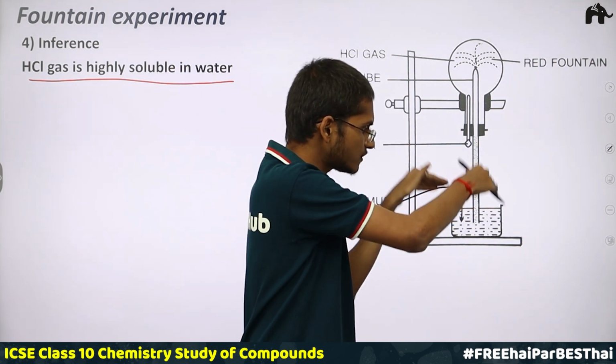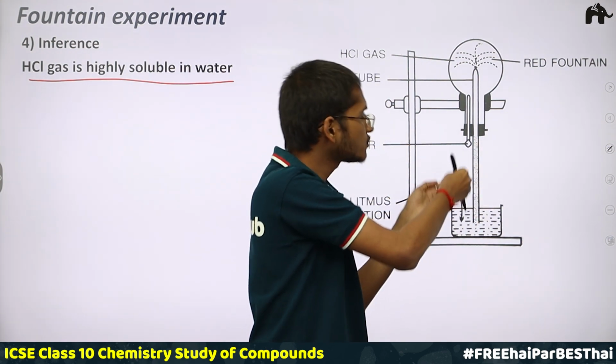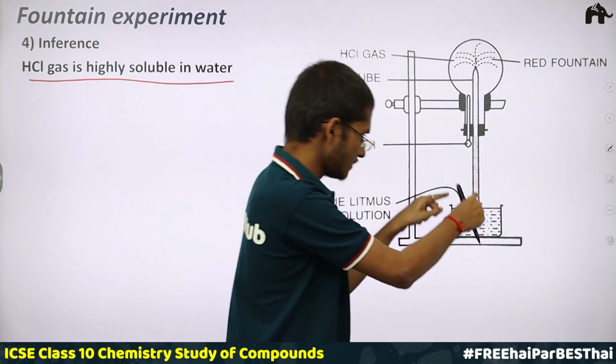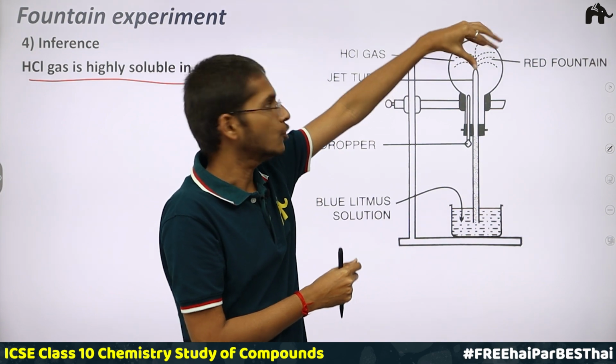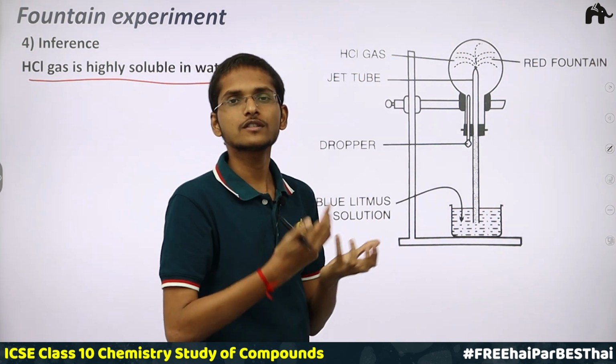That's why the air is pushing this blue litmus solution into this jet tube. So since air is pushing this blue litmus solution in the jet tube, this means that there is something which is causing the lowering of pressure here. And what would cause the lowering of pressure?